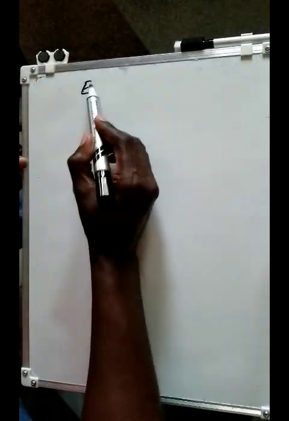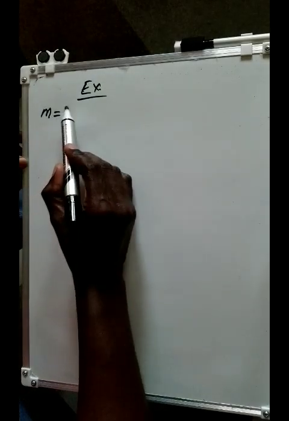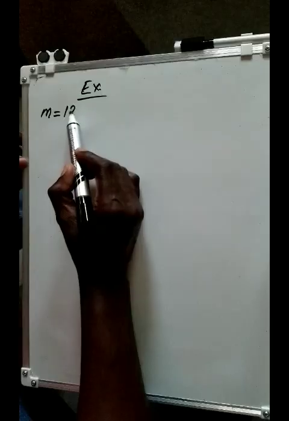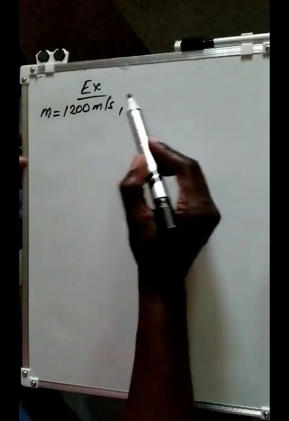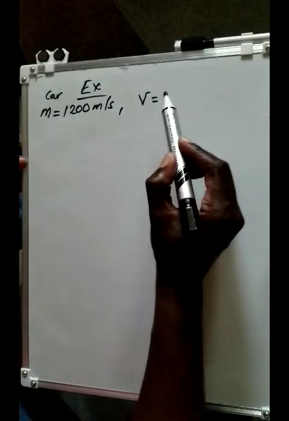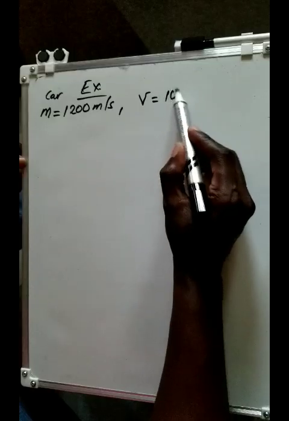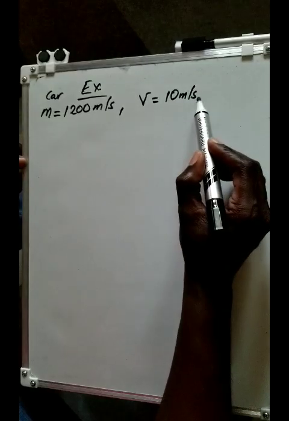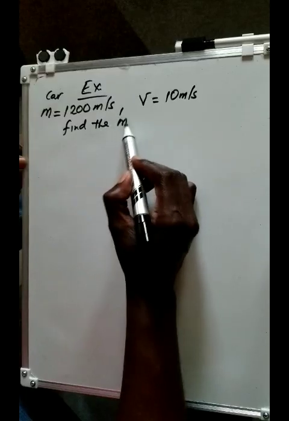Well, another concept. Let's take for example that you have a car of mass 1200 kg, and that car is moving at a velocity of 10 meters per second. And the question tells you to find the momentum.